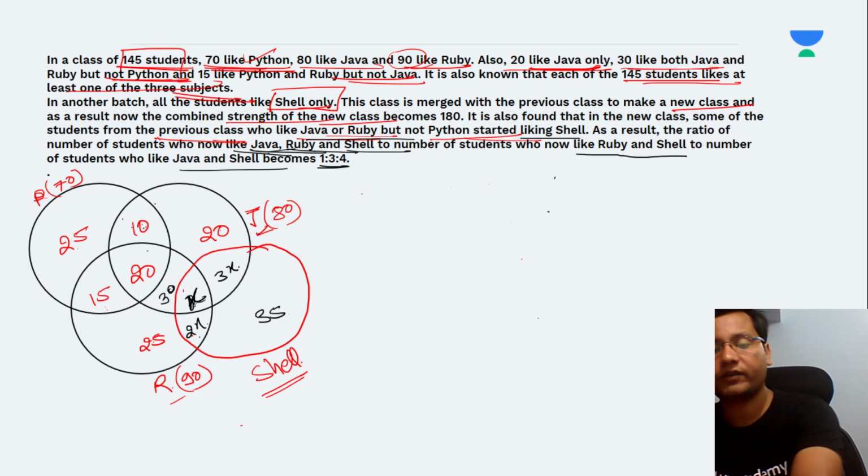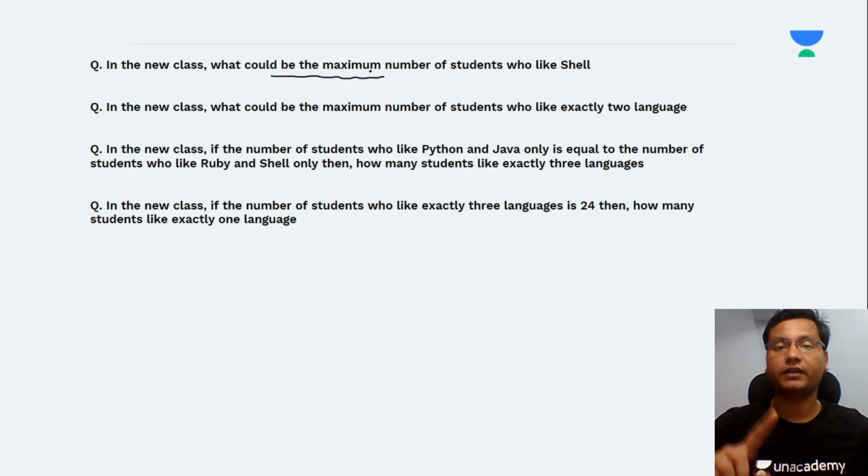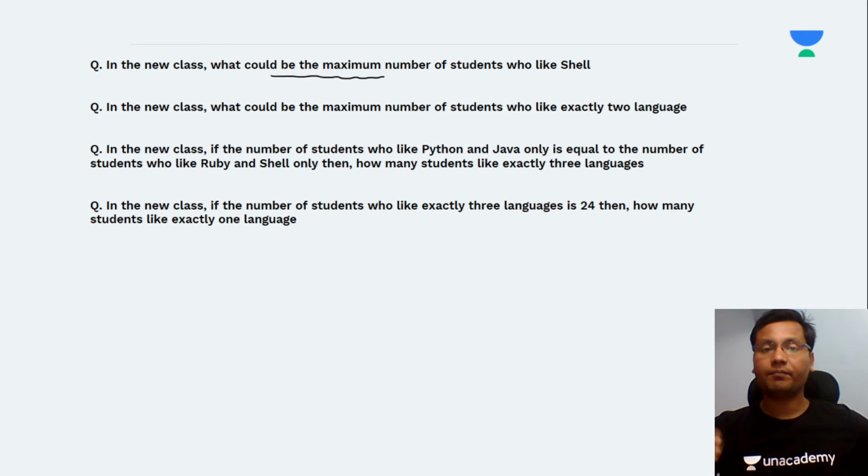Okay, now look at the questions, guys. The first question: in the class, what could be the maximum? Why, guys? Again, very important question. Now it includes this optimization, right? Maximize. किसी को minimize करना पड़ेगा, minimum बनाना पड़ेगा, तब then only you are going to get the maximum part, and so on. Right? So the question is related to the optimization of Venn diagram.